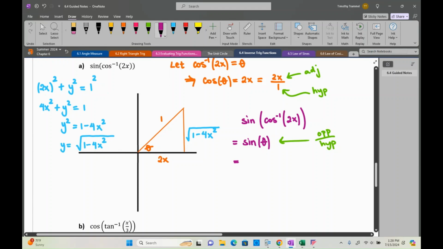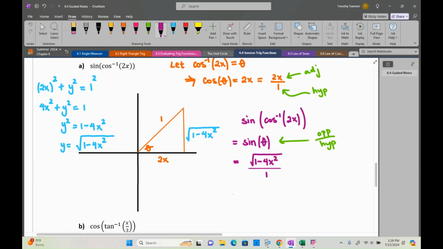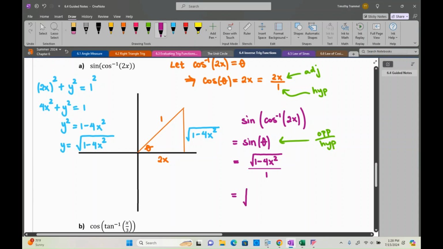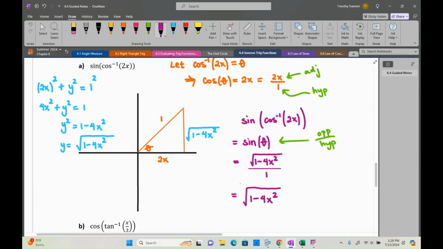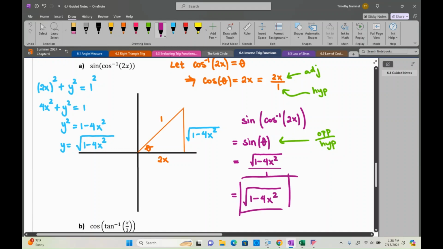Right? So my opposite side is the square root of 1 minus 4x squared. And then I want to divide this by the hypotenuse, which is just 1. So this turns out pretty nice. This just gives us the square root of 1 minus 4x squared. And that right there is our final answer for that.